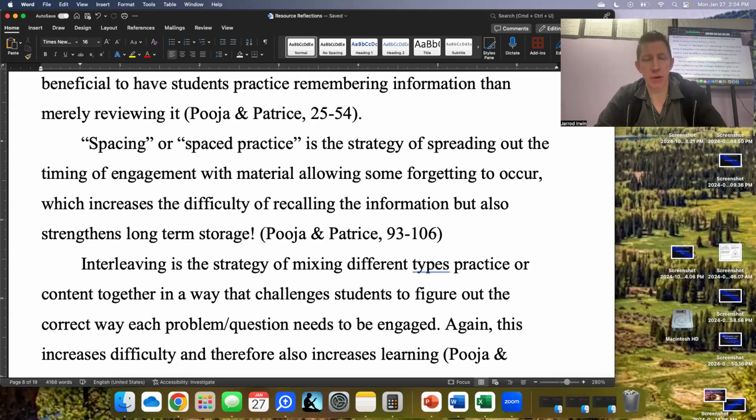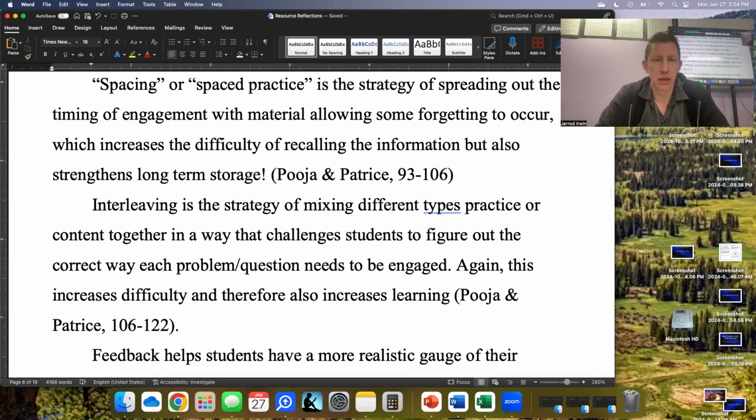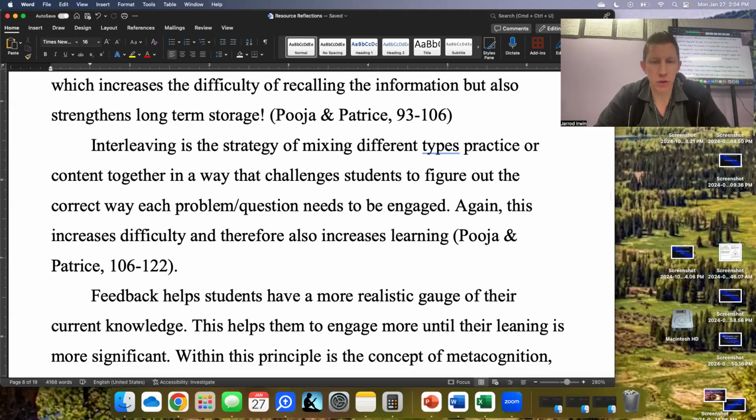Okay, so same practice, a little bit of a different angle. Moving on to interleaving, which we've also already discussed, is the strategy of mixing different types of practice or content together in a way that challenges students to figure out the correct way each problem or question needs to be engaged. Again, this increases difficulty and therefore also increases learning.